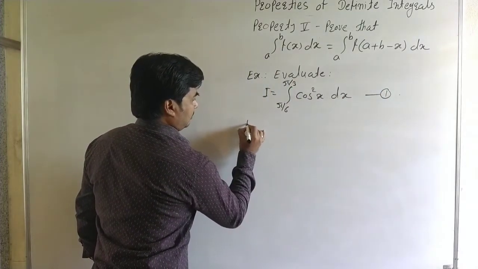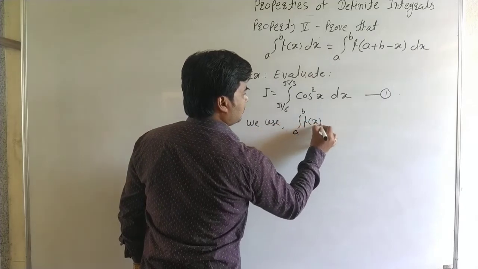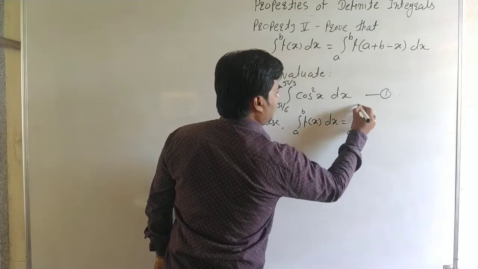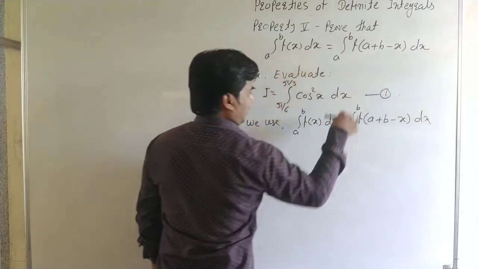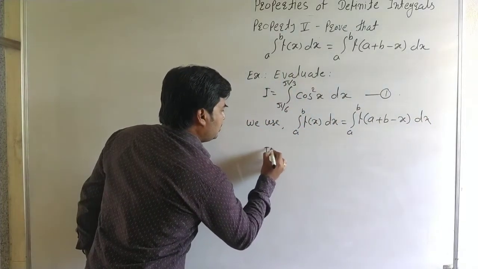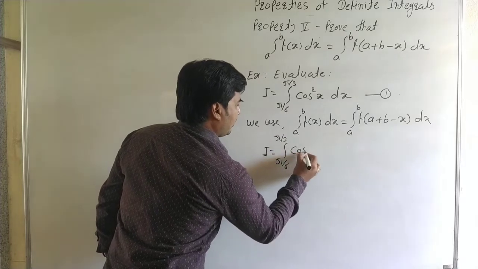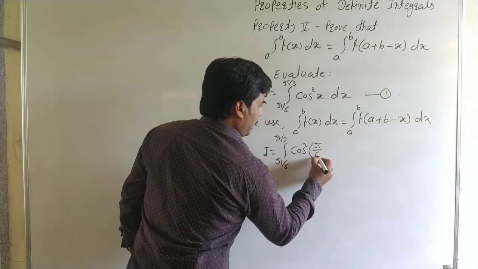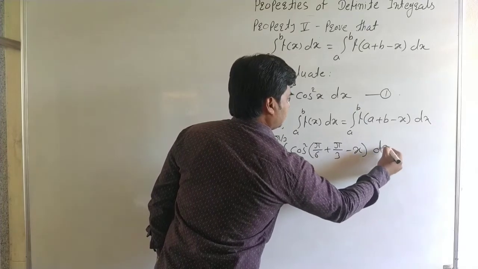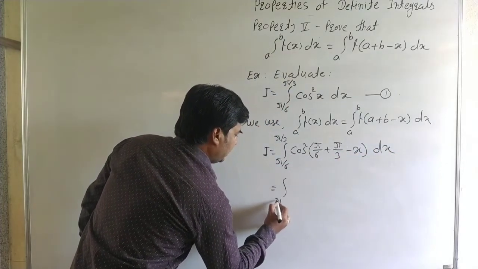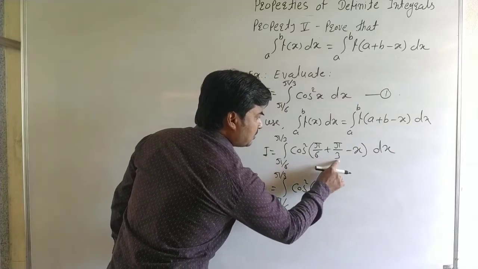Here we use the property: integral from a to b of f of x dx is equal to integral from a to b of f of (a plus b minus x) dx. This is a property. After using the property, for the integral from pi by 6 to pi by 3, we get cos square of (pi by 6 plus pi by 3 minus x) dx, and pi by 6 plus pi by 3 is pi by 2.